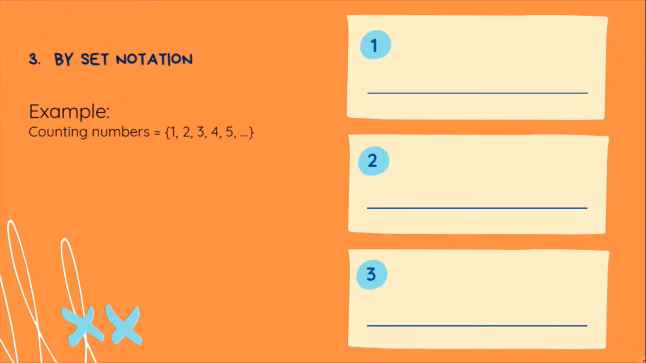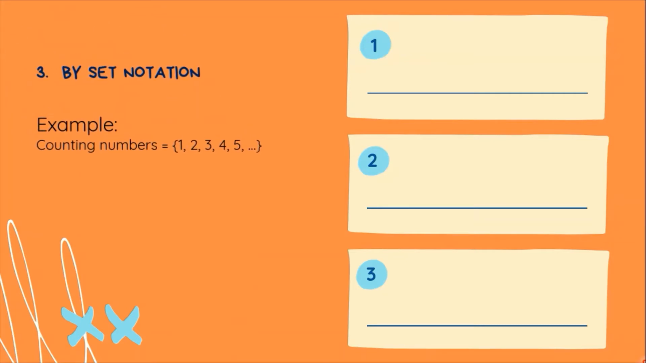Another example of a set notation is the set of counting numbers. Nung tayo'y natutong magbilang, nung tayo mga bata pa, lahat tayo ay nagsisimula sa bilang ng 1. Susundan ito ng 2, 3, 4, 5, at iba pa hanggang sa mga number na kaya nating bilangin.